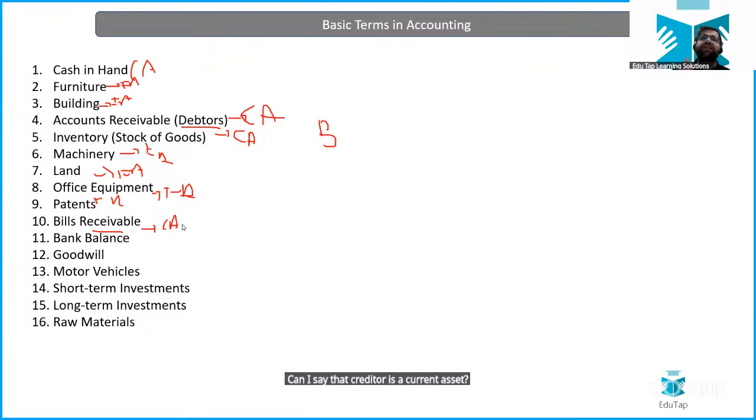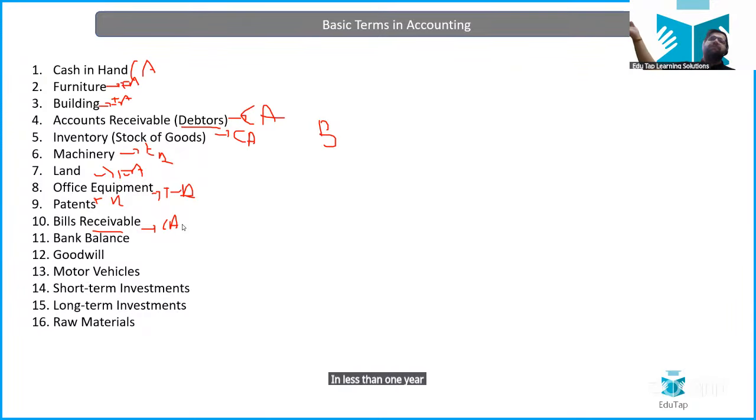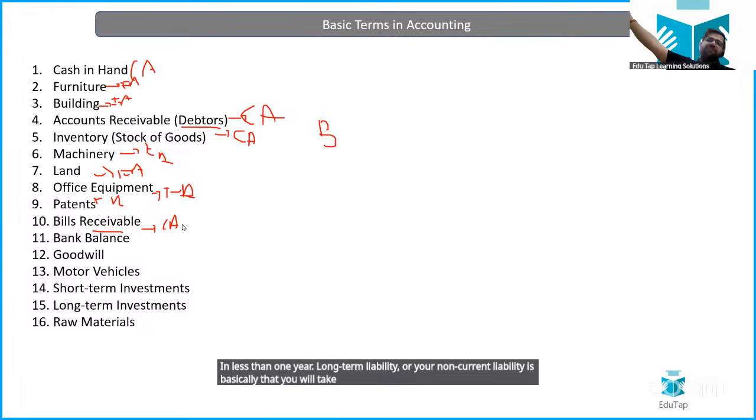No, creditor is a current what? Liability. I will explain liabilities to you, but they may be the same. Current liabilities and non-current liabilities. Current liabilities are those liabilities which you have to pay in less than 1 year. Long-term liability, or non-current liability, is one that you will take more than 1 year to pay.